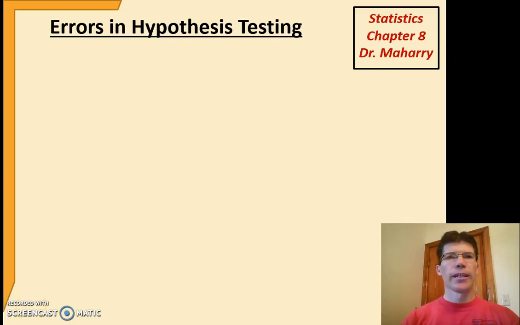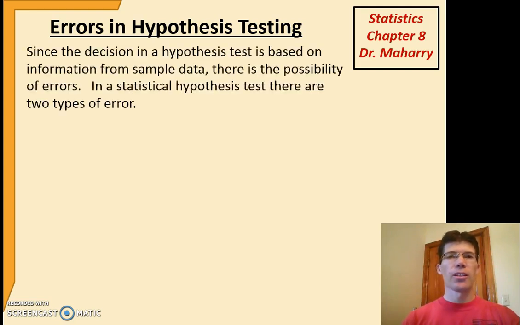In this video, we will look at errors with hypothesis testing. So remember, the idea of a hypothesis test is we gather sample data and then we look at this data and try to determine whether the data tends to support or contradict our hypothesis. Since the decision is based on sample data, there is the possibility of an error. And so in statistics, we classify these as two possible errors, type 1 error and type 2 error.